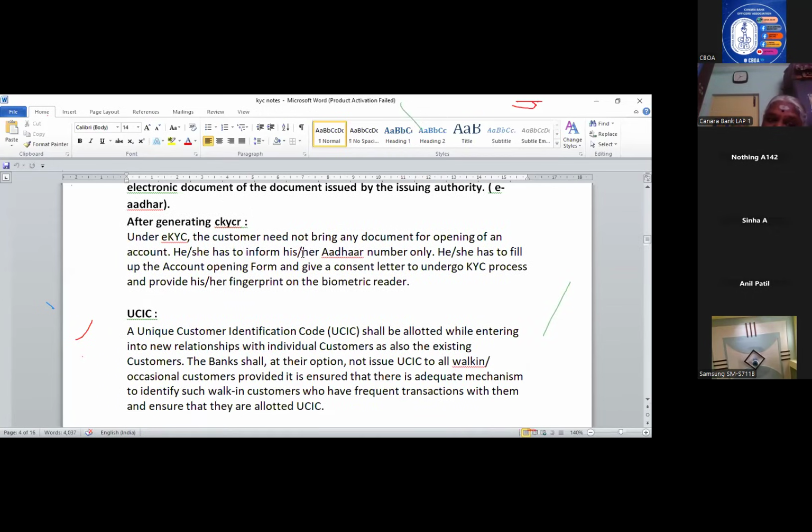After generating the CKYC, the customer need not bring any document for opening an account. That is CKYC ID, whenever it is created, the person need not carry any of his documents. Instead, if he knows the CKYC ID, that is enough. He can give that ID so that the other organization can get the details of his KYC documents from CKYC, that is Central KYC records.